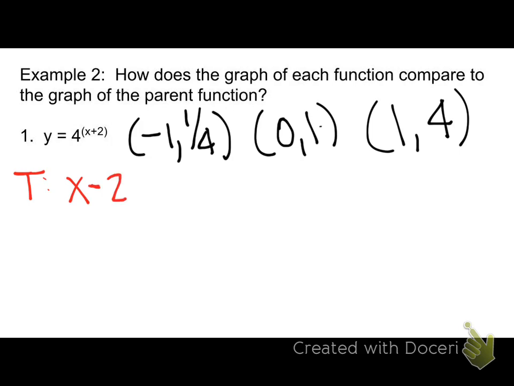Remember, anytime you do a transformation, whatever happens to x, it will go opposite in the actual transformation. So they're adding 2 in the equation, which means we're going to subtract 2. Always go backwards for x. Which means, tell me where -1, 1/4 will end up at, Emily Johnson. Can you take away 2 from the x?